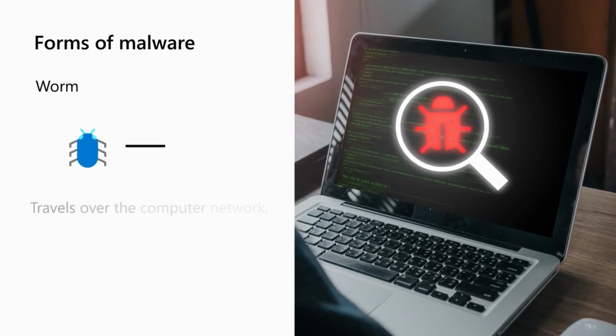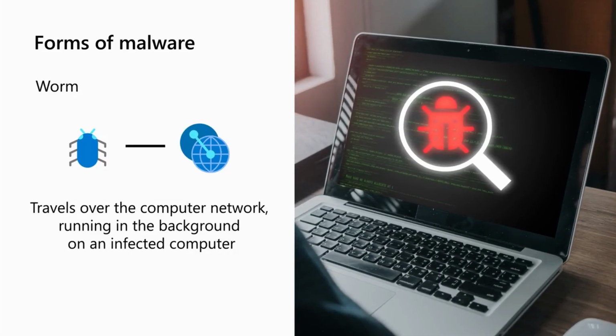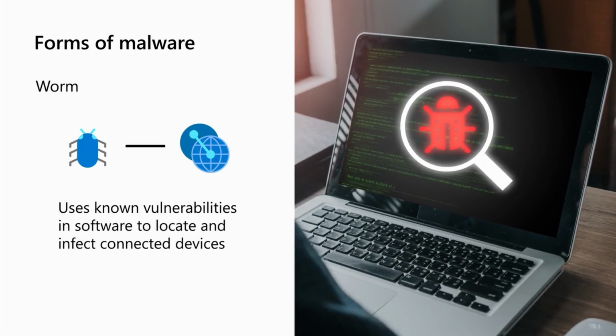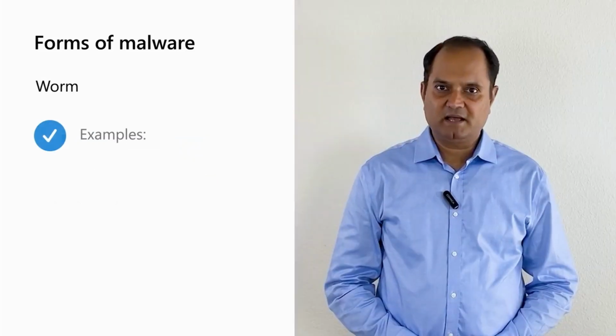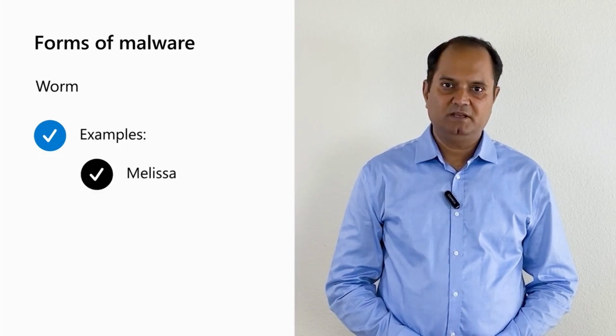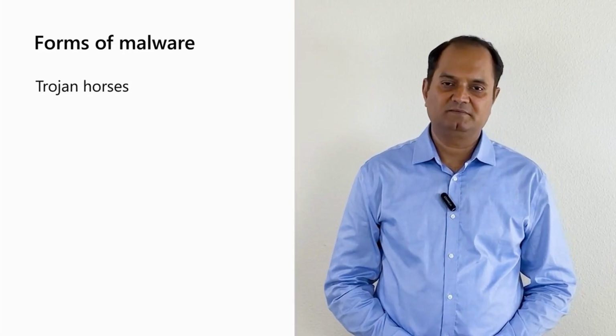A worm often travels over the computer's network, running in the background on an infected computer and using known vulnerabilities in computer software to locate and infect other connected devices. Some examples of worms have been Melissa, CodeRed, and Stuxnet. Finally, we have the Trojan horses.